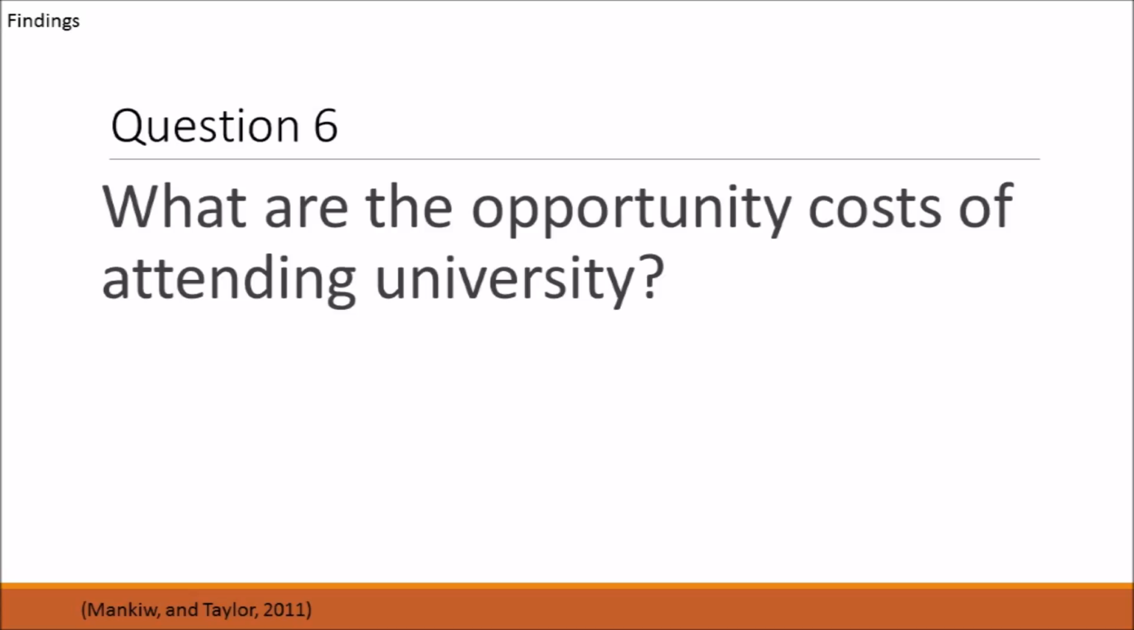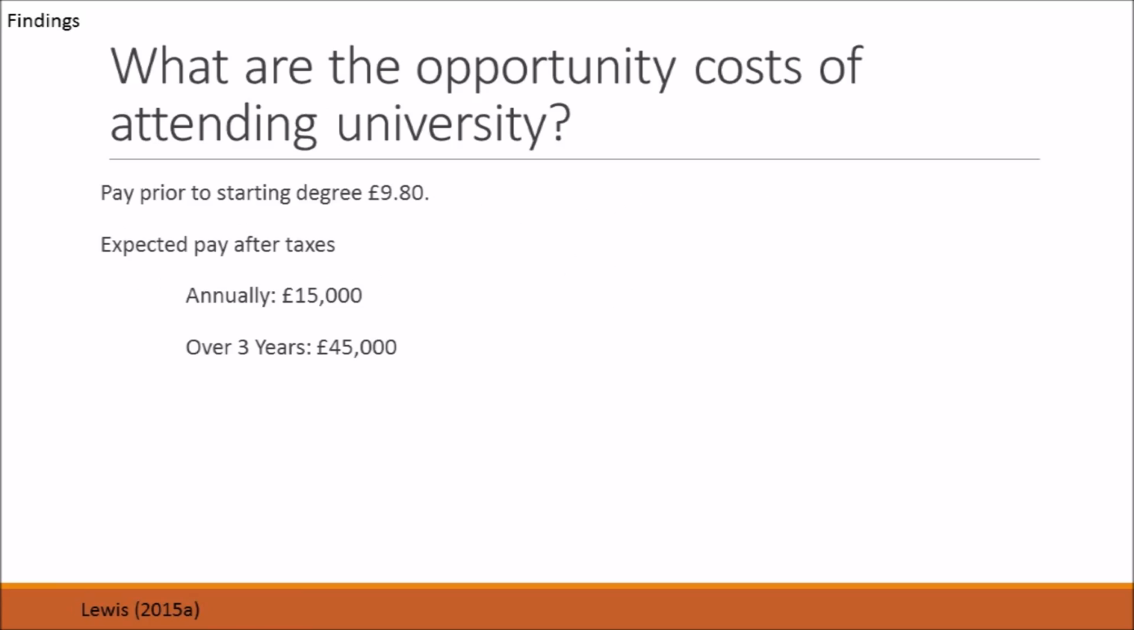Assuming the next best alternative is working, we can calculate the opportunity cost by taking a reasonable estimate of the salary somebody not attending university would be earning and working it out over the 3 years. Say an economics student would have earned £9.80 an hour before enrolling, we can easily calculate their annual and therefore degree period earnings of around £45,000.